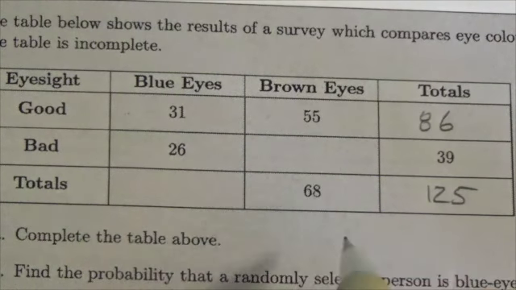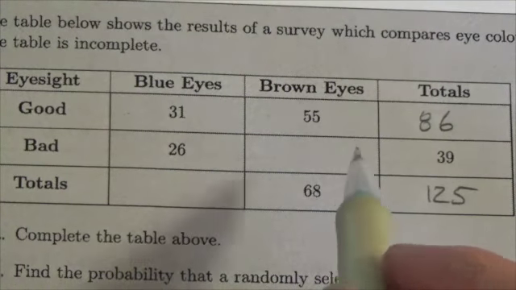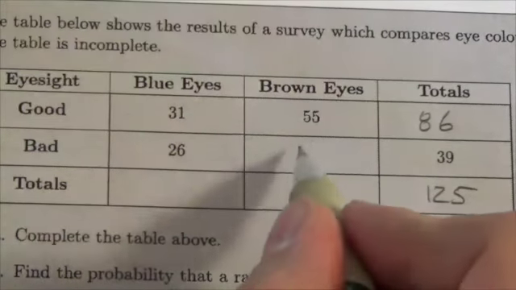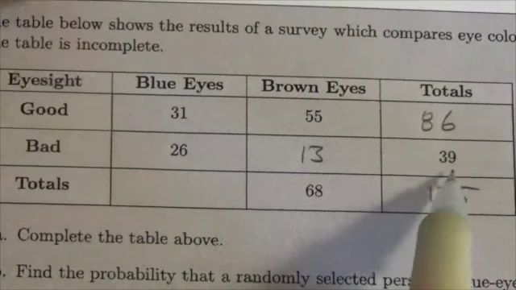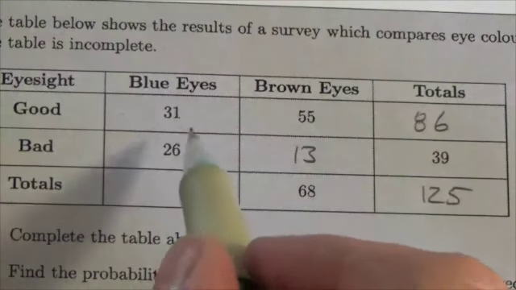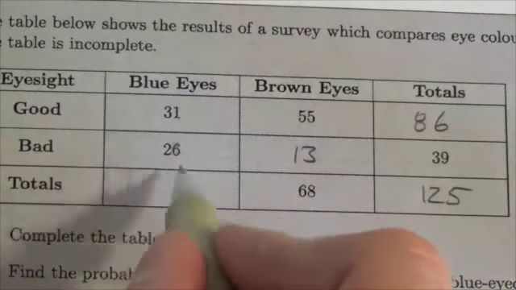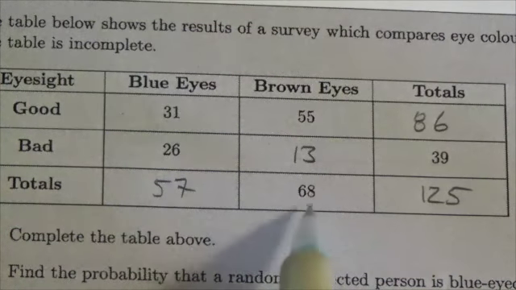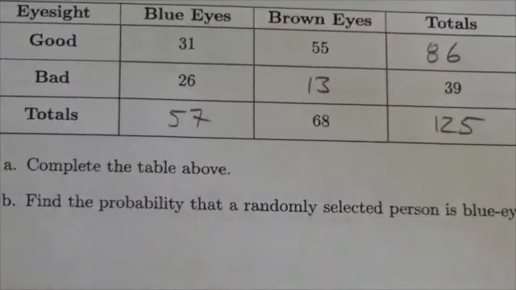Here we've got brown eyes. The total number of people that have brown eyes is 68. To figure out the number of them with bad eyesight, we just subtract, and that's going to be 13. Let's double check: does 26 and 13 make 39? Yep, we're good. Then the total number of people with blue eyes, good eyesight and bad eyesight altogether, you just add that down. It's going to be 57. Again, does 57 and 68 give us 125? Yes, it does. So everything works out. The first step, complete the table, is done.